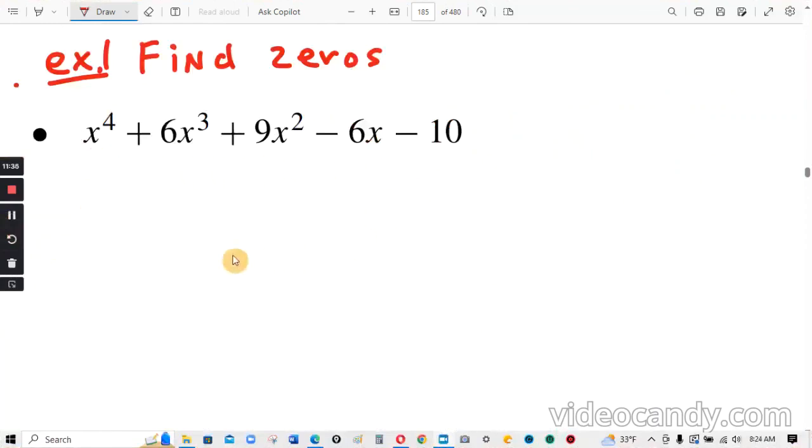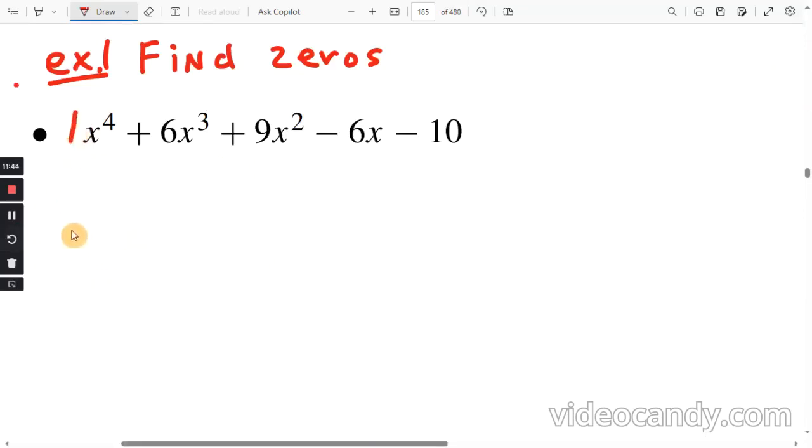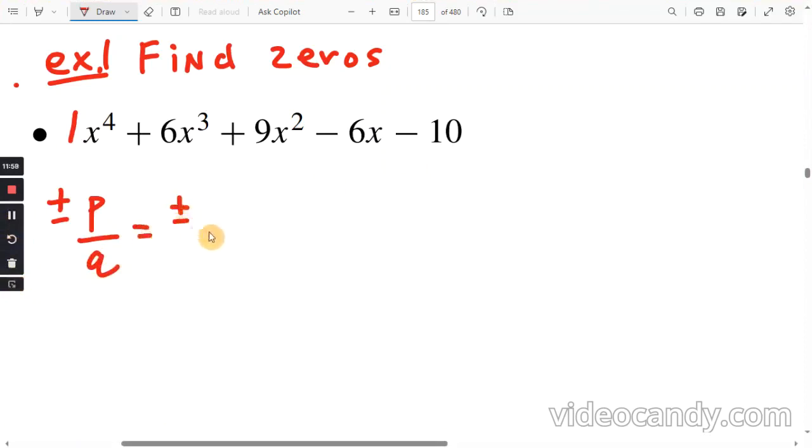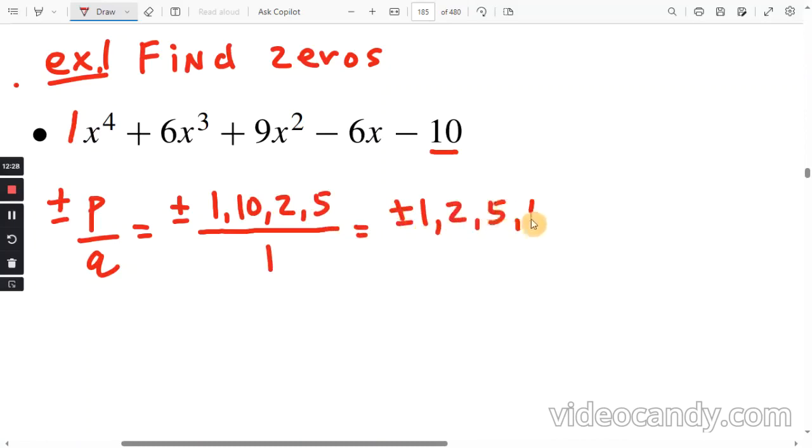All right, let's look at this example. We want to find the zeros. We know the coefficient here is just a 1. Okay, so for the possible zeros, we have plus or minus p over q, and we're using the rational zero theorem. All right, it's always plus minus. And in the numerator, that is the factors of 10. We don't worry about the sign. So the factors of 10, we have 1 times 10. We have 2 times 5, and that's pretty much it. And right here is just a 1. All right, so the potential zeros are plus or minus 1, 2, 5, and 10.